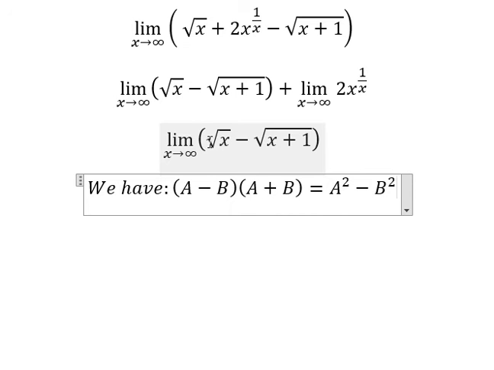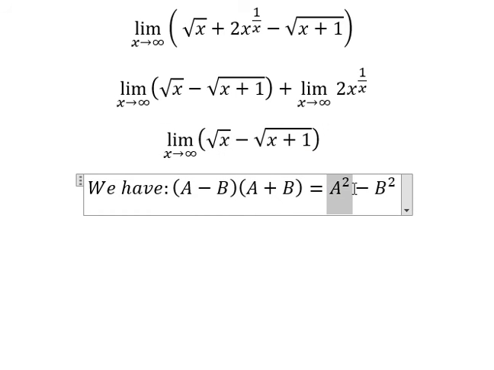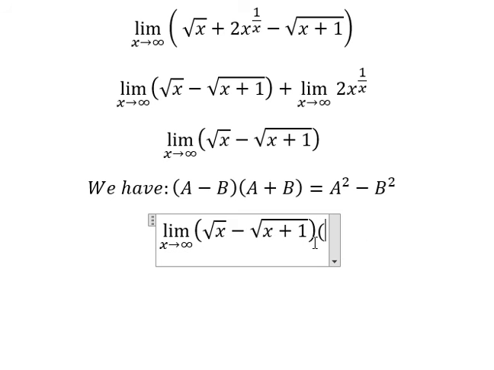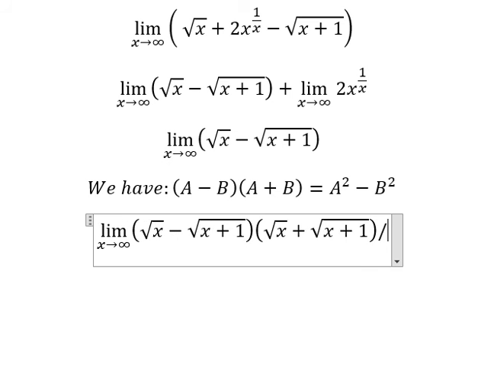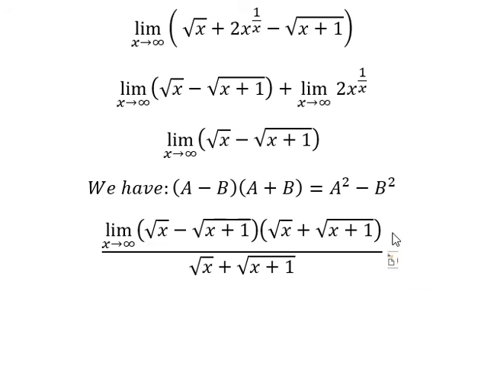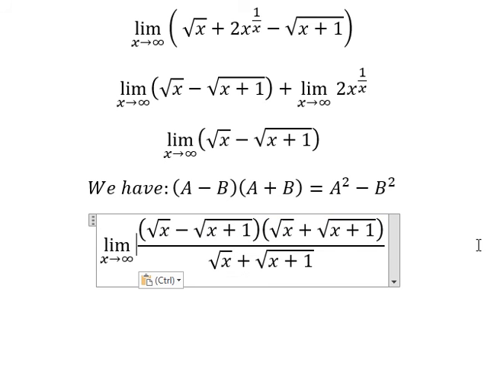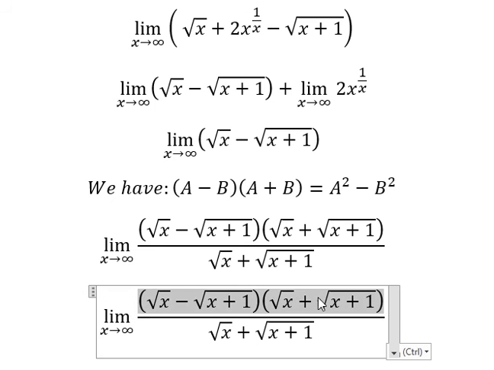So because we need to cancel the square root, we need to have the power 2 in here. So in this situation, we need to multiply by the square root of s plus the square root of s plus 1 on the numerator and the denominator. Now we need to simplify this one.